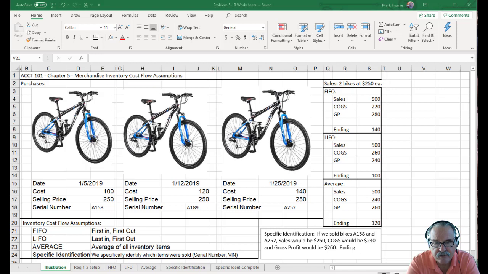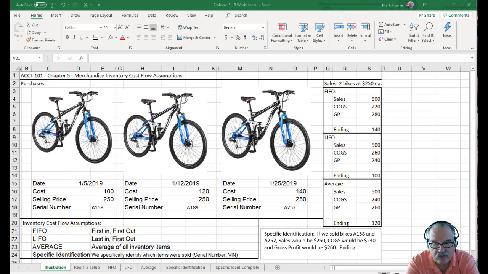For the average cost, we're going to take all 3 bikes and add them up. So it's 100 plus 120 plus 140. That's $360. And if we divide it by 3, that means our average is $120. We sold 2, that's $240. And our gross profit is $260. Our ending inventory would be the average cost of 1 bike, which is $120.